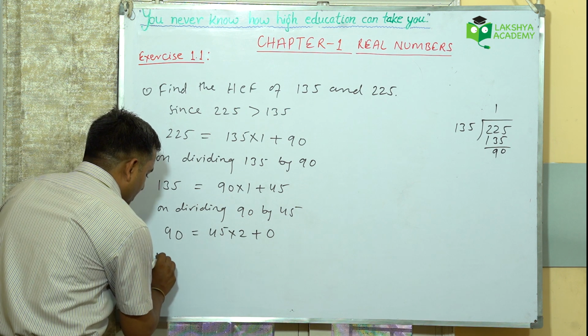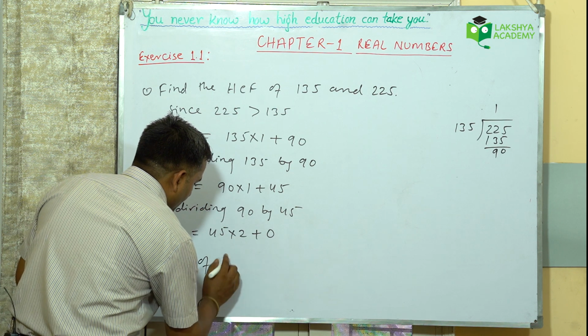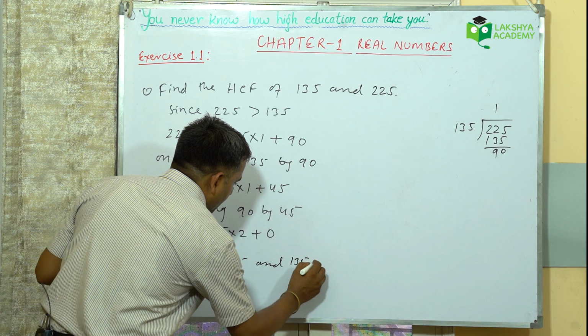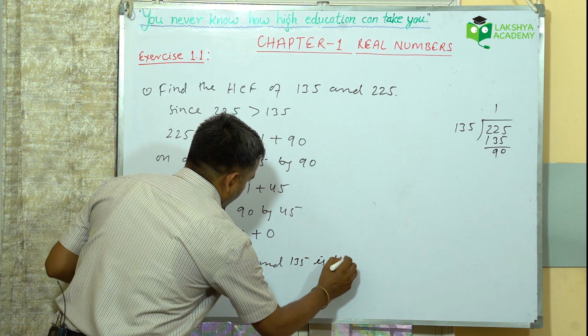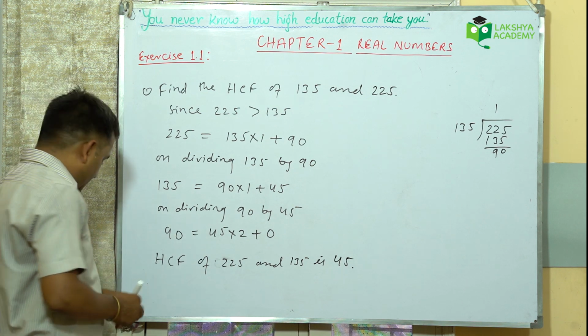Therefore HCF of 225 and 135 is 45. Clear?